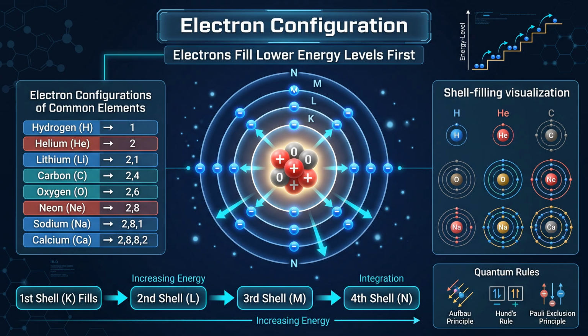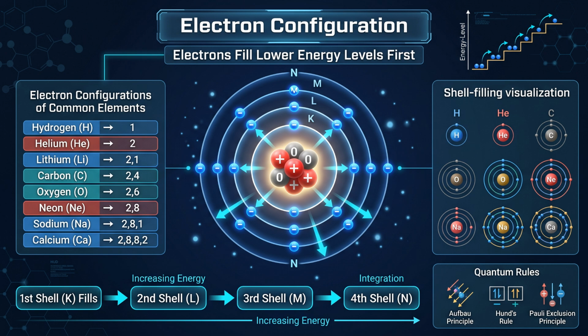The electrons in the outermost shell, called valence electrons, determine the chemical properties, bonding behavior, and reactivity of an element. Understanding electron configuration is one of the most important milestones in chemistry because it connects atomic structure with the periodic table, chemical bonding, ion formation, molecular structure, and virtually every chemical reaction studied in science.